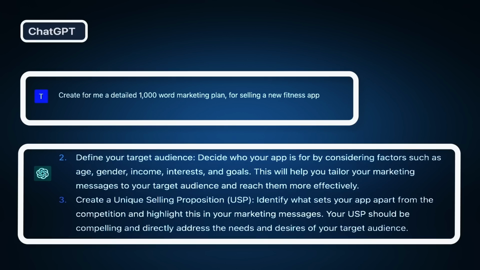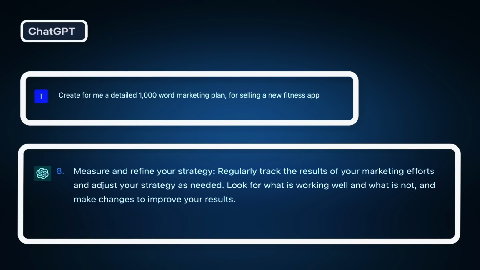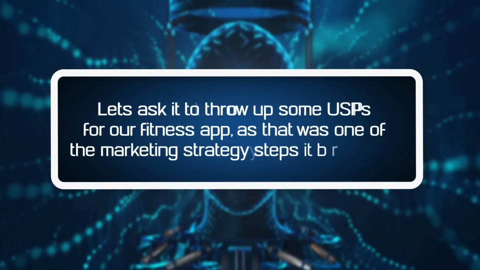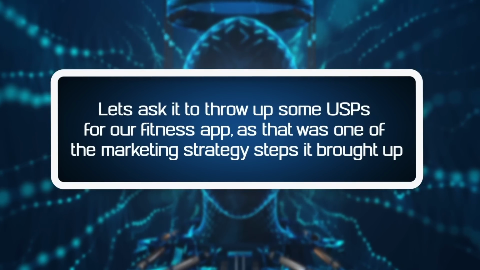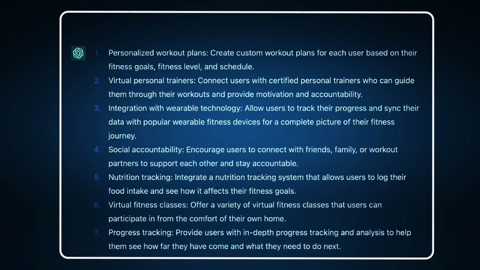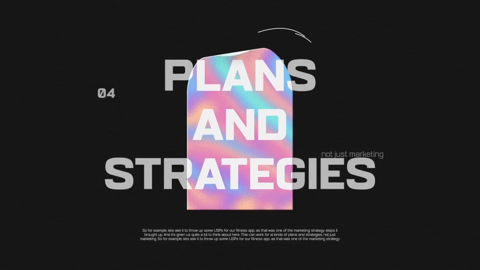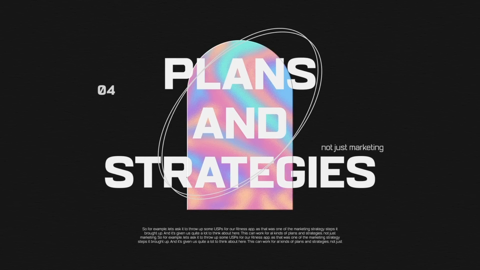But as you can see here, we have a step-by-step plan on how to fully market our app. Sure, each point isn't that detailed at the moment, but we can go deeper into each of these points. So for example, let's ask it to throw up some USPs for our fitness app, as that was actually one of these steps in the marketing plan that it brought up. And it's given us quite a lot to think about here. This can work for all kinds of plans and strategies, not just marketing.